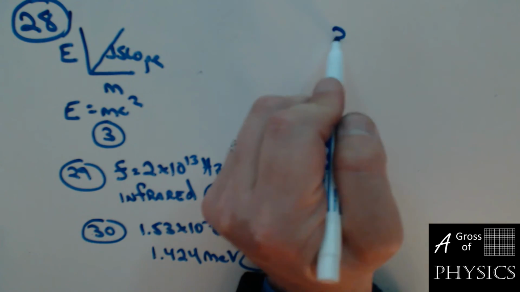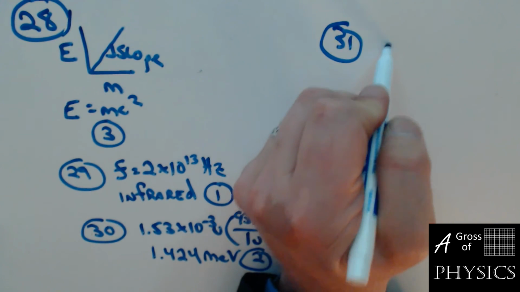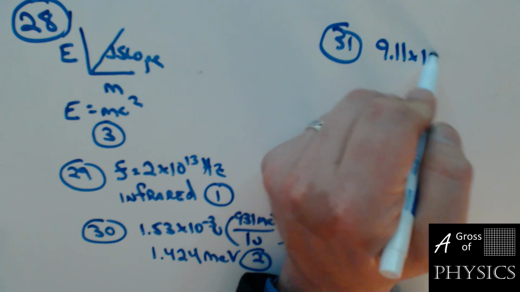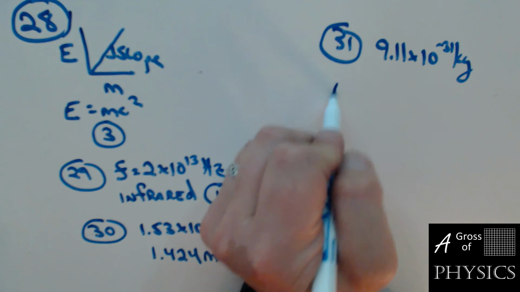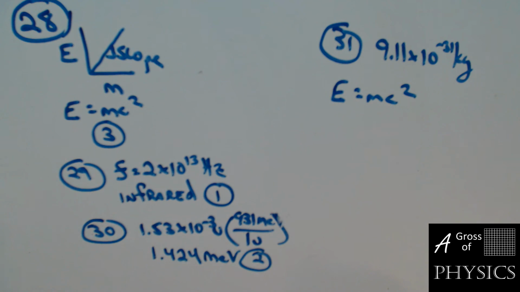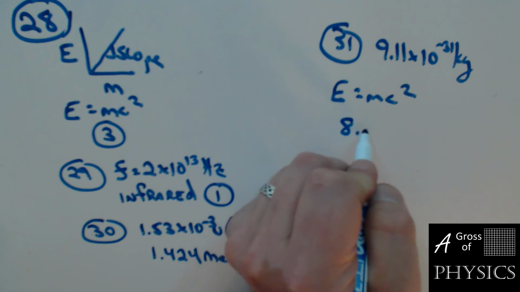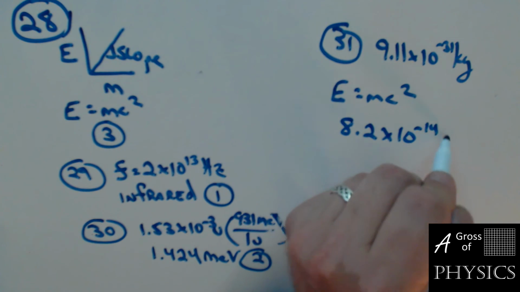And finally, for 31, we have an electron, and that's 9.11 times 10 to the negative 31 kilograms. And we're going to find the energy, equals mc squared. So 9.11e-31 times 3e8 squared. And our final answer for review is 8.2 times 10 to the negative 14 joules.